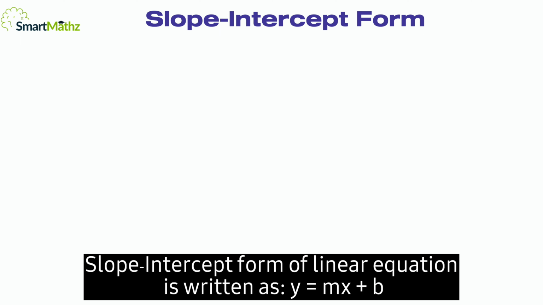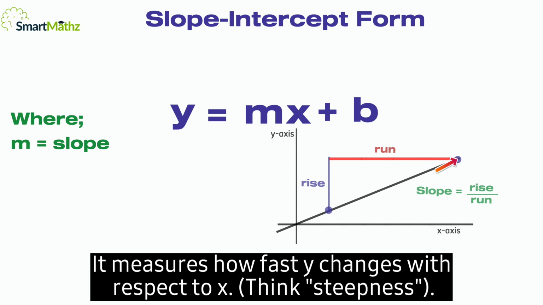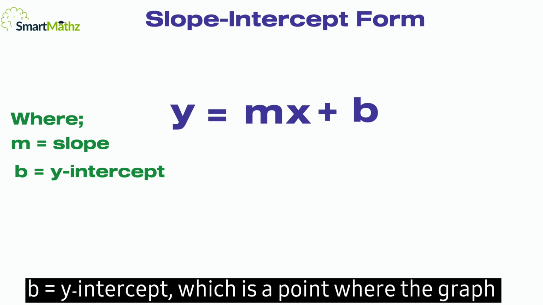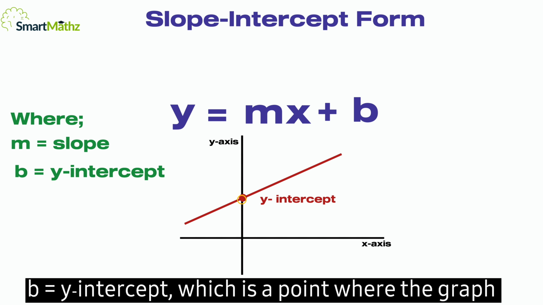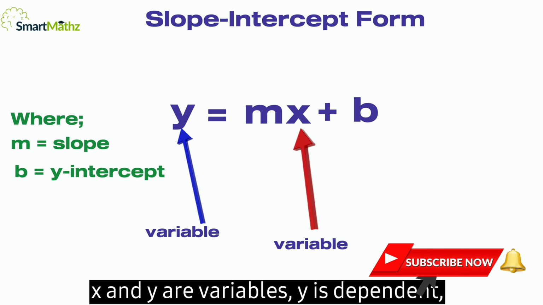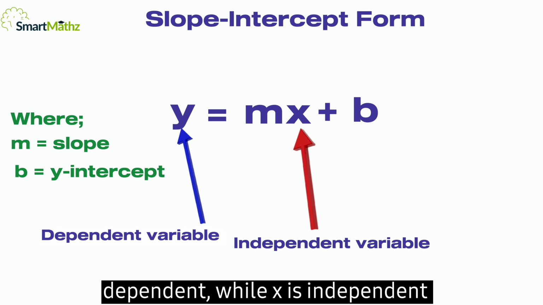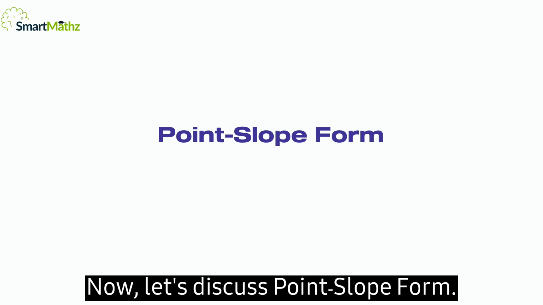Slope-intercept form of linear equation is written as y equals mx plus b, where m equals slope, which is also known as rise over run. It measures how fast y changes with respect to x. Think steepness. b equals y-intercept, which is a point where the graph touches the y-axis. When you plot the linear equation on a graph, x and y are variables, y is dependent, while x is independent. Now, let's discuss point-slope form.